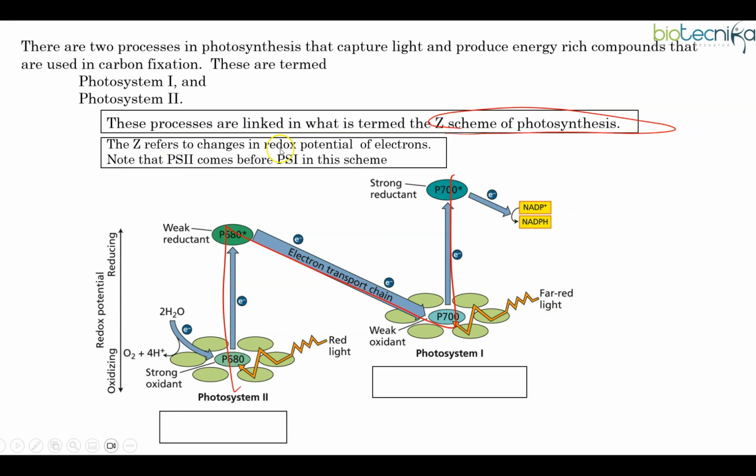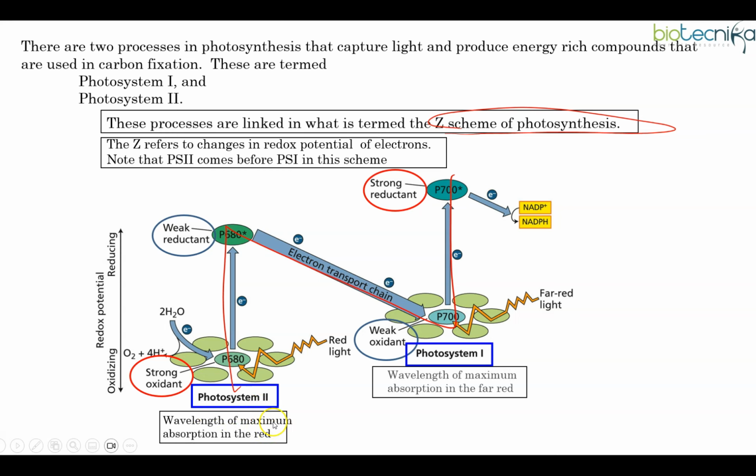The Z refers to changes in redox potential of electrons, and note that PS2 comes before PS1 in this particular scheme. So we have strong reductants and weak oxidants. Know that part also. The wavelength of maximum absorption is in the red region for photosystem 2, P680 nanometer, and for P700, the wavelength of maximum absorption is in the far red.